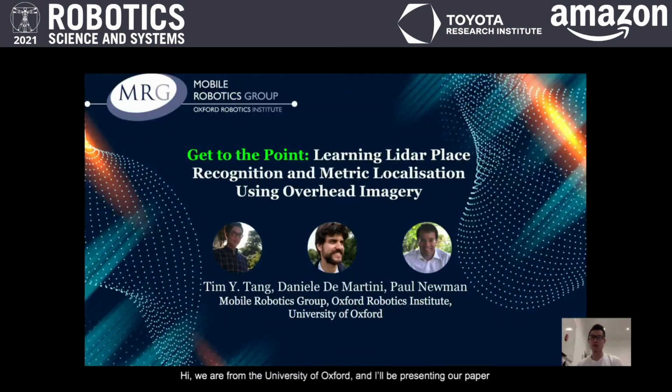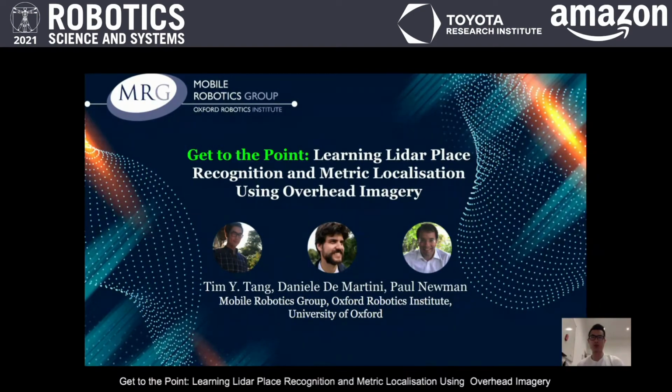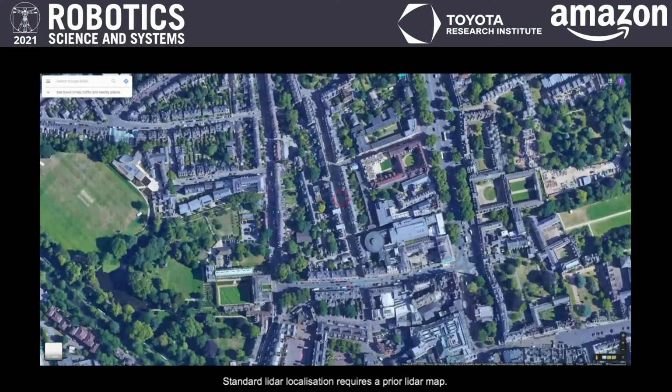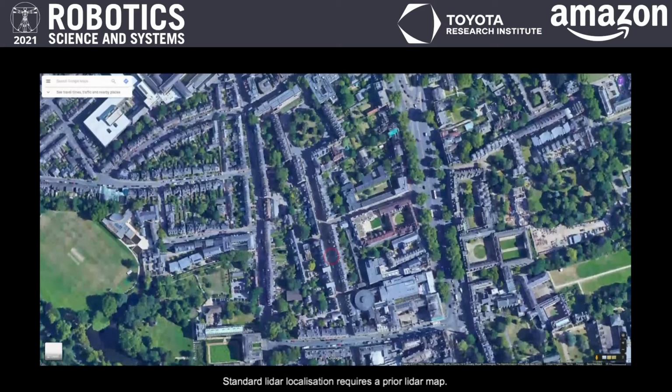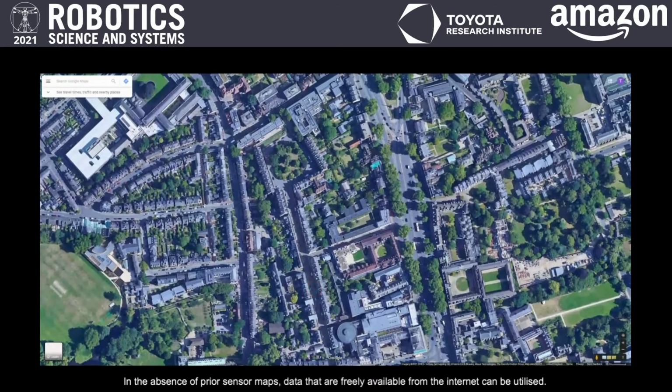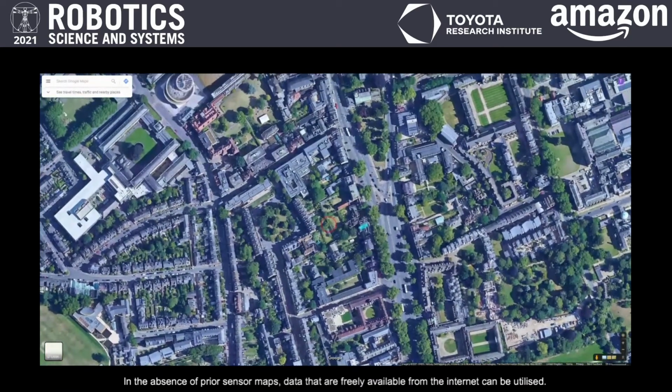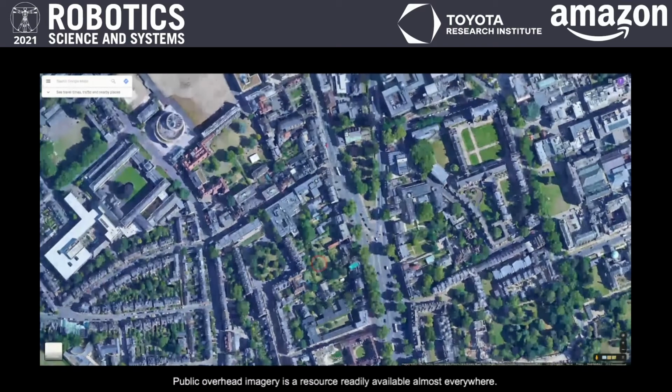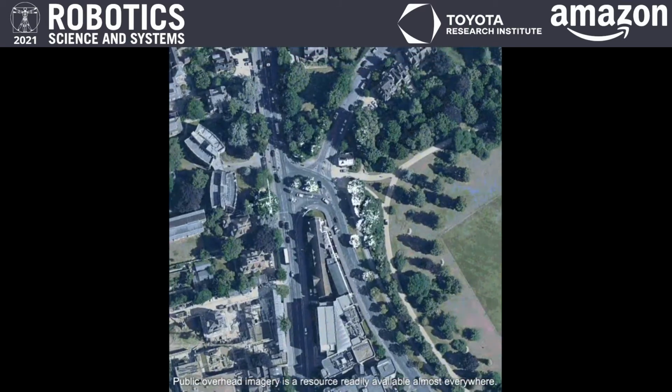Hi, we're from the University of Oxford, and I will be presenting our paper, Get to the Point, Learning Lidar Place Recognition and Metric Localization Using Overhead Imagery. Standard Lidar localization requires a prior Lidar map. In the absence of prior sensor maps, data that are freely available from the internet can be utilized. Public overhead imagery is a resource readily available almost everywhere.